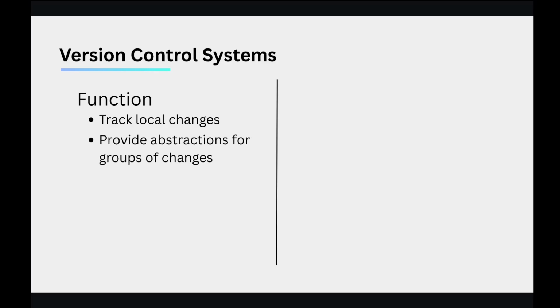2. They should provide an abstraction for groups of changes. In most cases, the number of individual changes is very large, so the version control system should provide a way to usefully group these into more manageable chunks, like a commit in Git.